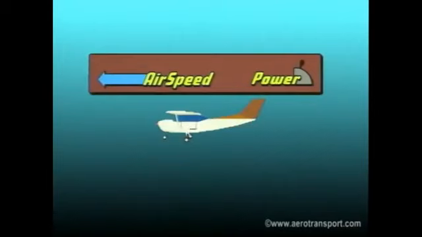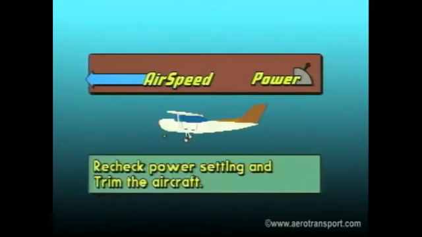First, put the aircraft in a normal cruise attitude. Accelerate to normal cruising speed, but be careful not to exceed the maximum RPM. Reduce the engine power to cruise setting. While adjusting the attitude to maintain level flight, recheck the power setting and trim the aircraft.